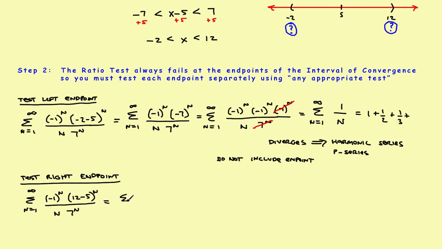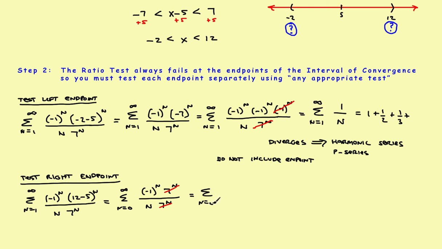And that's going to give you the summation as n goes from 0 to infinity. Again, in the numerator, you've still got the minus 1 to the n. But this time, 12 minus 5 is going to give you 7 to the n, divided by n times 7 to the n. Now, up here you had a negative 7 to the n power, and you had to factor something out. This time you don't even have to factor anything out. So in this case, this 7 to the n here will cancel out this 7 to the n here. And that's going to leave you with this.